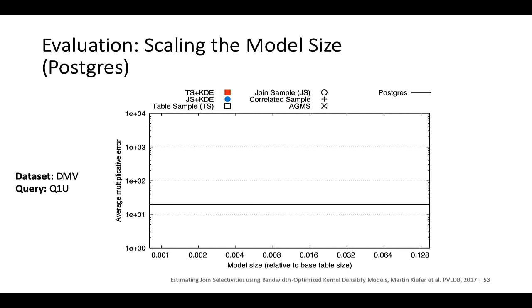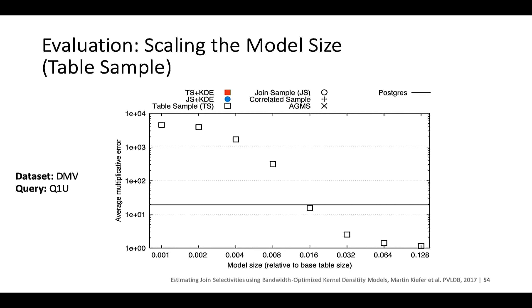In this experiment, the y-axis shows the average Q error. And we were increasing the model size in factors of 2. And the black bar here is just vanilla Postgres, so 1D statistics plus independence assumption. And now let's check how the estimates look when we just use a base table sample without any KDE model on top of it. We can see that it's much better than using your Postgres estimates until the samples get very large, so here around 1.6%.